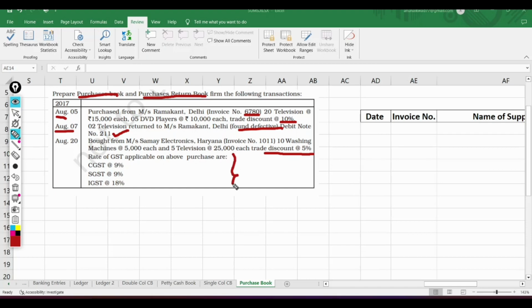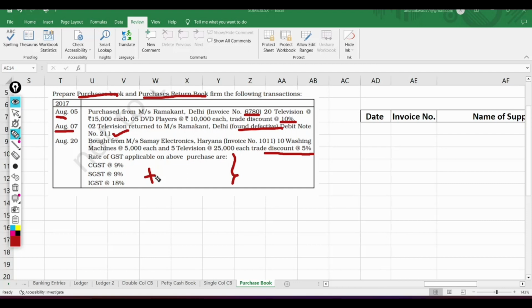So as we all know, when we are recording the transactions in our purchase book, trade discount is to be deducted and GST is to be added. We have to add the GST. To give you a quick glance, GST is nothing but Goods and Service Tax which is applicable on goods. CGST, SGST and IGST are three different taxes that are applicable.